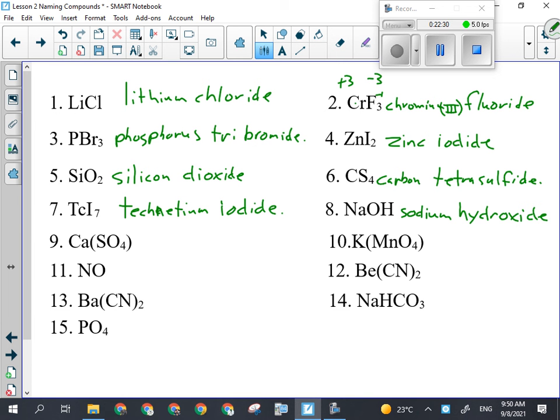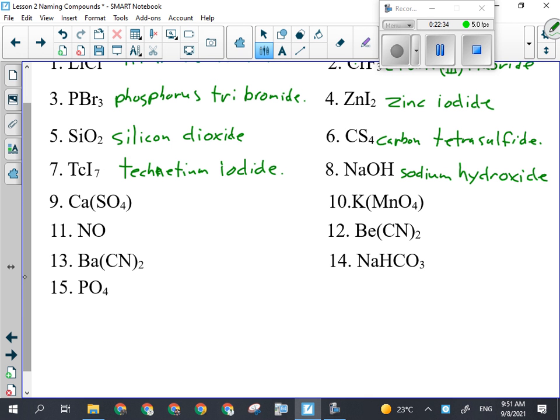How many people have done 9 and 10? All right, perfect, let's just go. Ionic or molecular? Ionic. Calcium's a metal. We've got a polyatomic ion here, so this will be calcium sulfate. What about number 10?